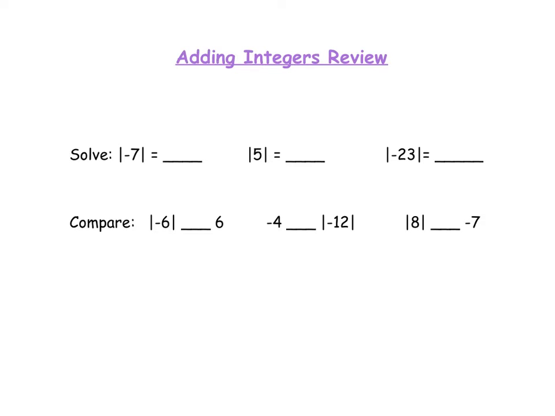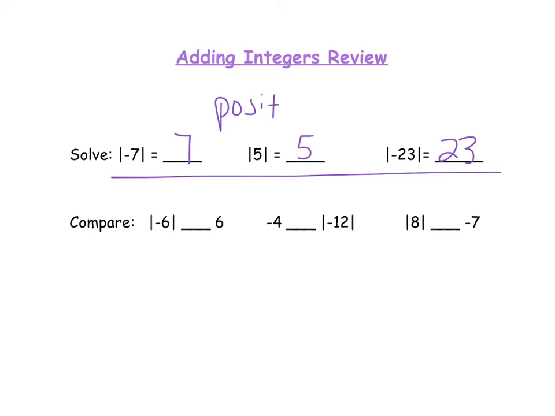The absolute value of -7 is 7. Absolute value of 5 is 5. Absolute value of -23 is 23. Remember, absolute values always have positive answers.